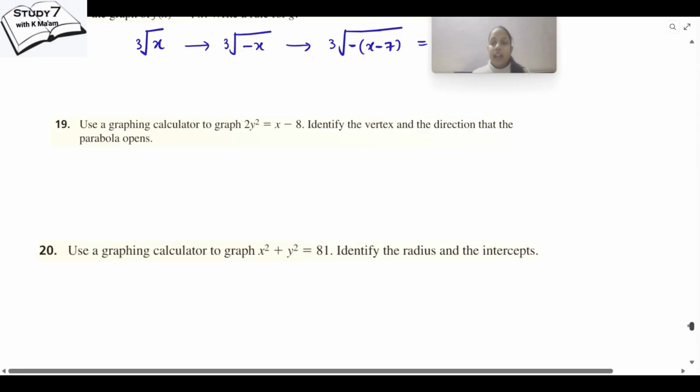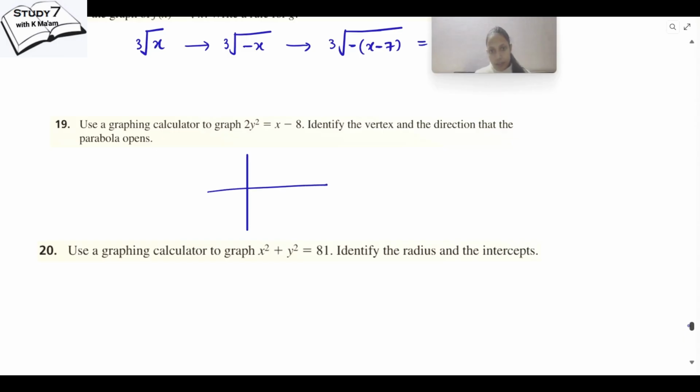Okay. Use a graphing calculator to graph this. Identify the vertex and the direction that a parabola opens. If you try to draw the graph, you will see the graph will be like this. At x equals 0, the y value is here. If I put y equals 0, x is 8. It's 8.